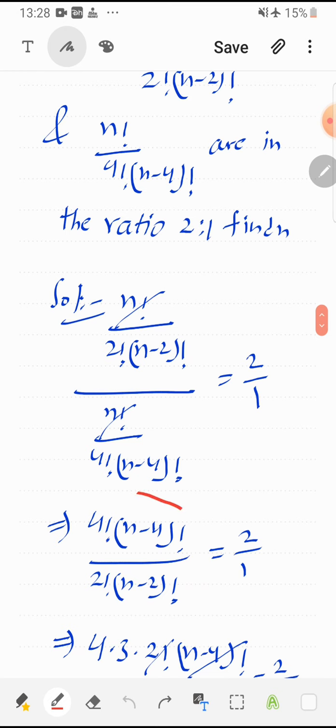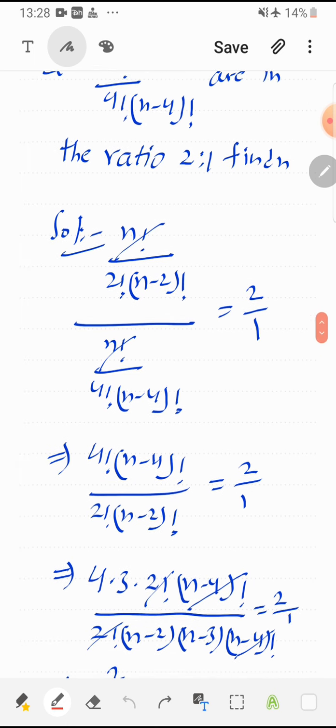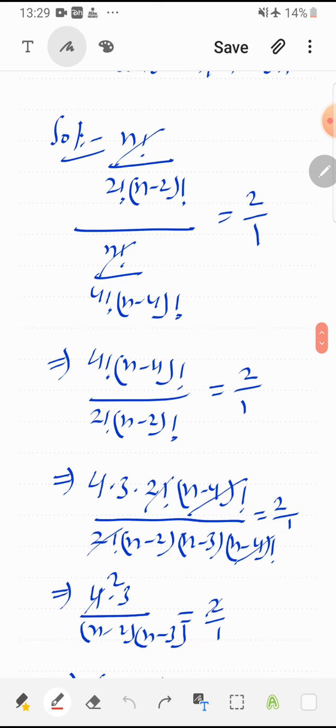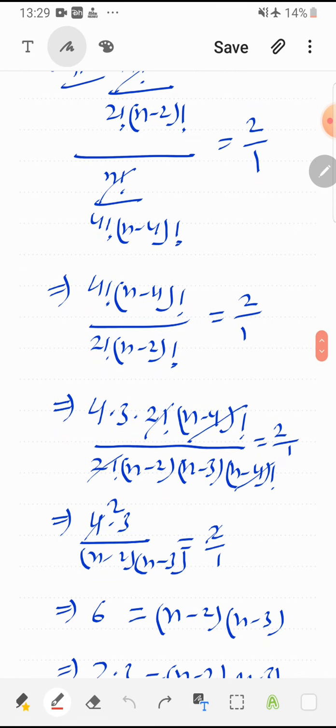Now in this situation, always remember that out of numerator and denominator, if one factor is larger in the numerator, then one factor must be larger in the denominator. And we have to convert the larger factorial into the smaller one. So I am expanding 4! and (n-2)! in the numerator and denominator respectively. So it is 4 into 3 into 2!, (n-4)! as it is, and 2! as it is, (n-2)(n-3) into (n-4)! is equal to 2 by 1.